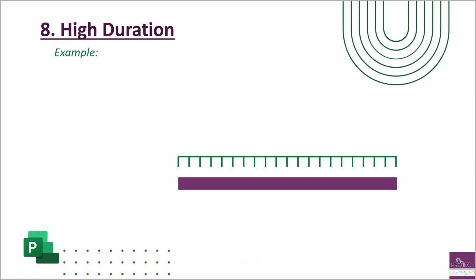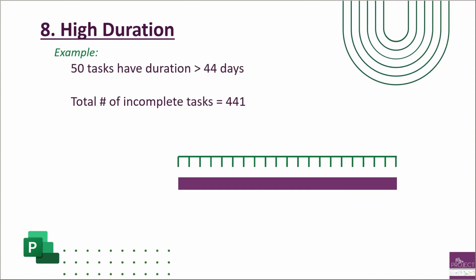An example of how to calculate this is out of the 441 incomplete tasks that we have, there are 50 tasks that have a duration that's greater than 44 days. That 50 divided by 441 is 11.34%. That is greater than 5. So we need to look at what those 50 tasks are and start breaking them down. How could they be measured better and broken down to where we can actually measure against them?